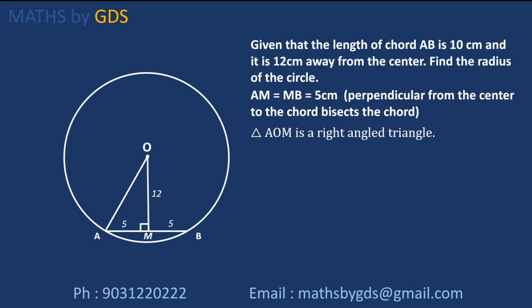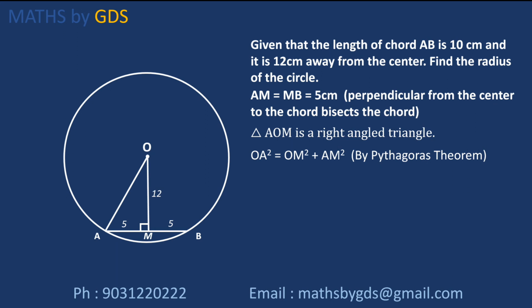As we can see, triangle OAM is a right angle triangle. Why? Because as we learned earlier, the line joining the midpoint of the chord to the center of the circle is perpendicular to the chord. So we have angle OMA as 90 degrees. Length AM is equal to 5 because AM is half of the chord, since M is the midpoint. And OA is the radius. We need to find out the length of OA.